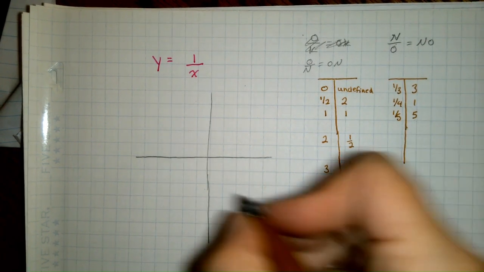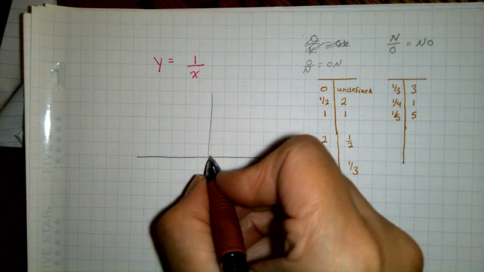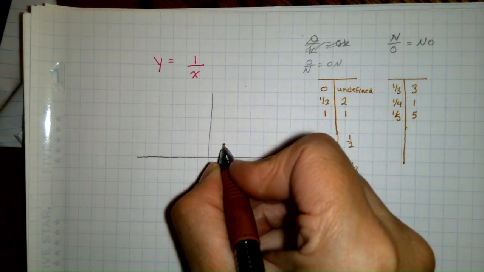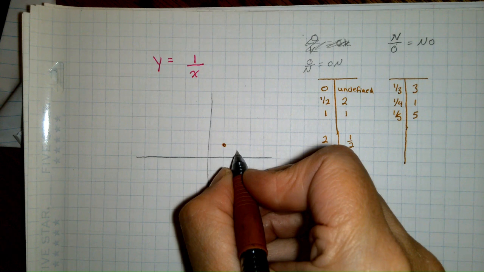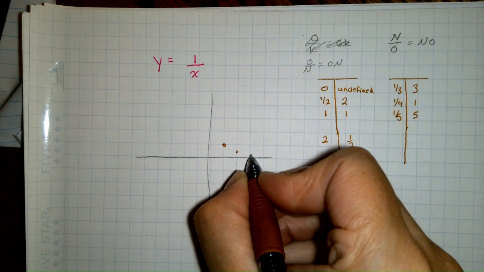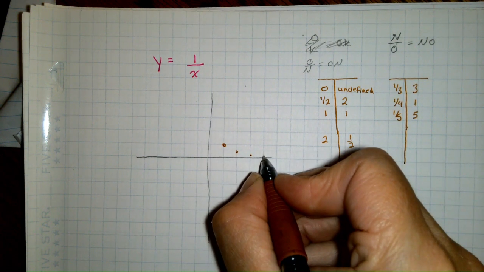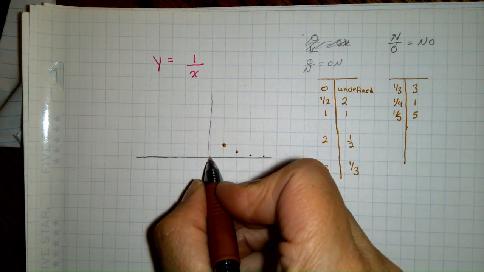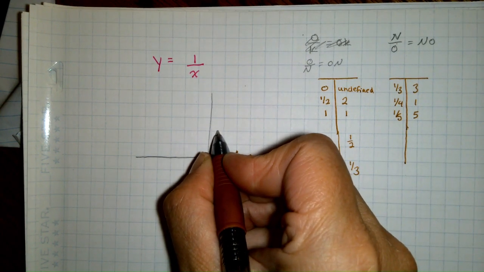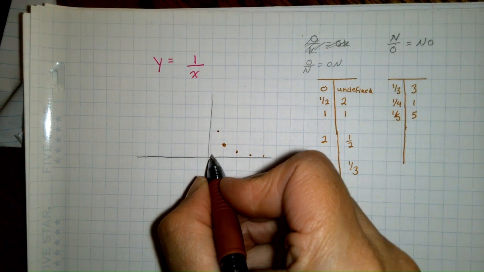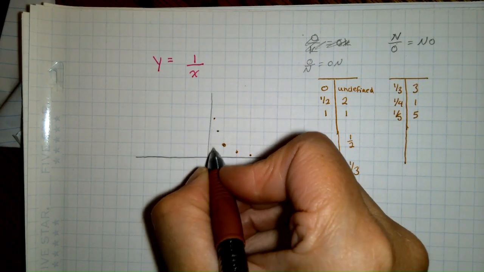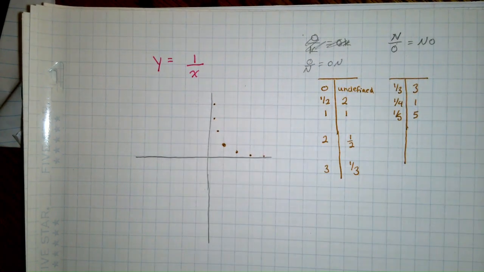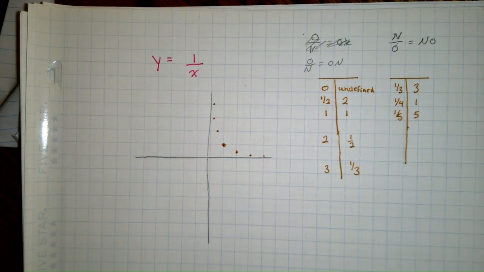This is interesting. So 0 we couldn't do. 1 was at 1. 2 was at 1/2. 3 was at 1/3. 4 would have been 1/4. 1/2 was at 2. 1/3 was at 3. 1/4 was at 4.